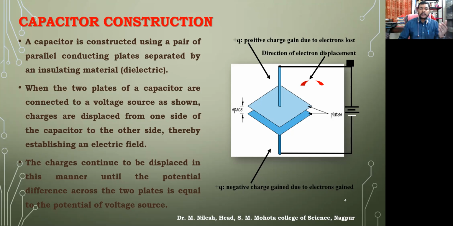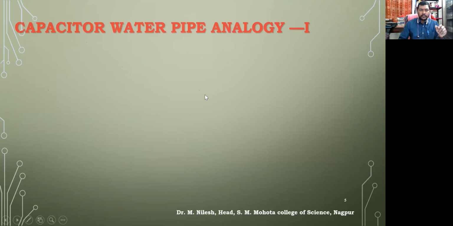So this is the basic construction of a capacitor: two conducting plates separated by a dielectric medium, and while connecting a voltage source, we should connect it positive and negative. So it depends on the polarity, right?